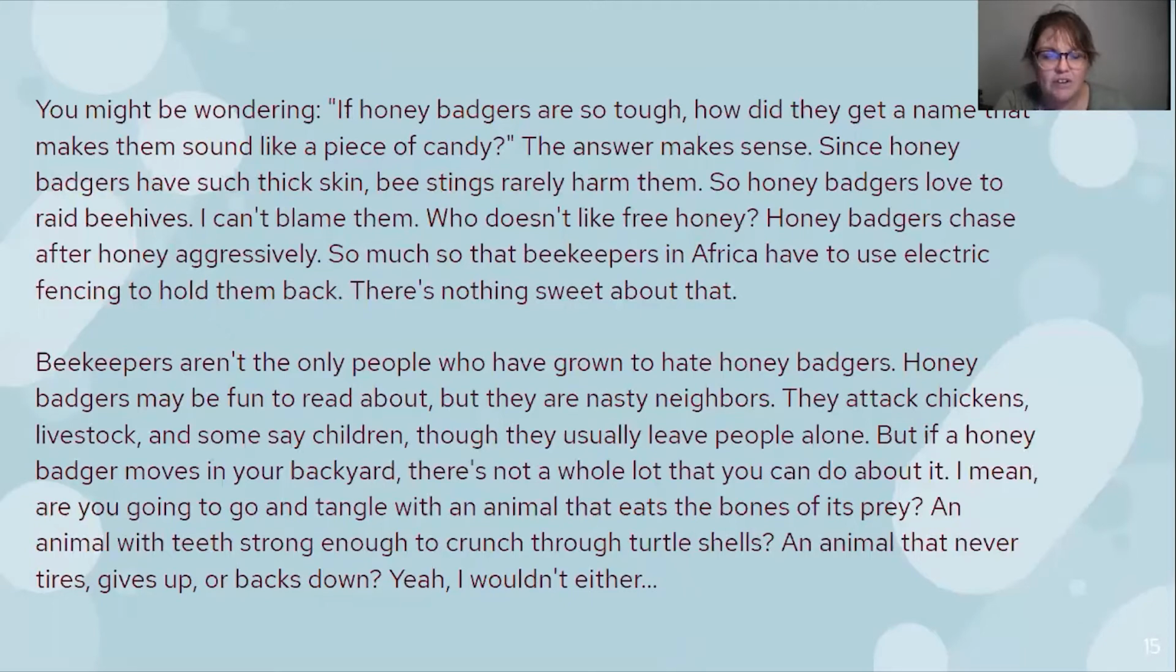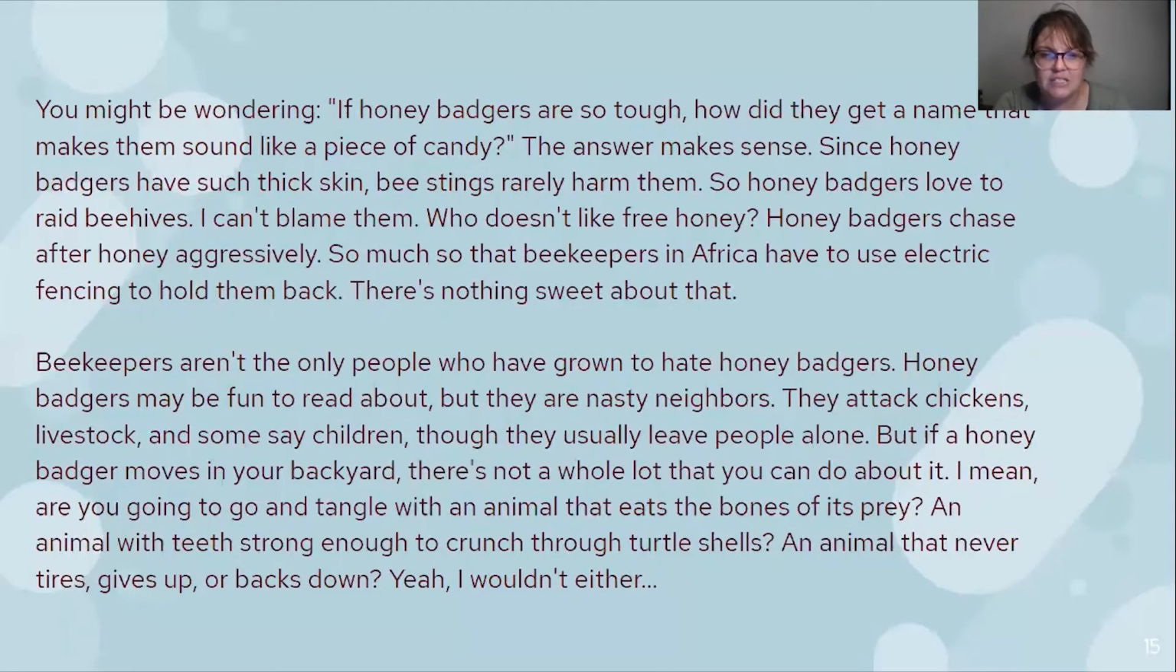Honey badgers chase after honey aggressively, so much so that beekeepers in Africa have to use electric fencing to hold them back. There's nothing sweet about that. Beekeepers aren't the only people who have grown to hate honey badgers. Honey badgers may be fun to read about, but they are nasty neighbors.